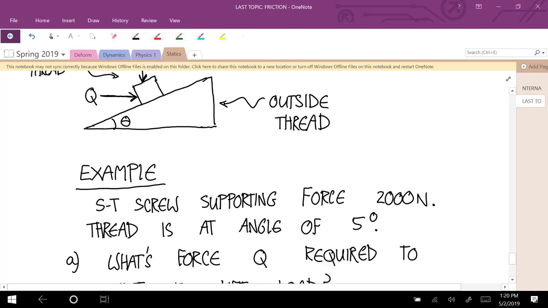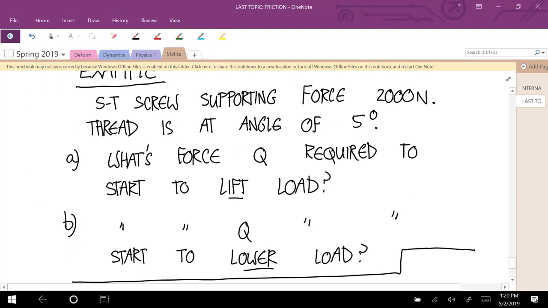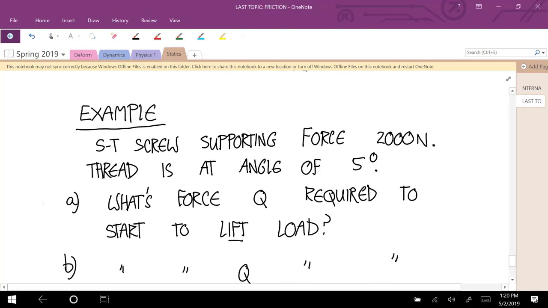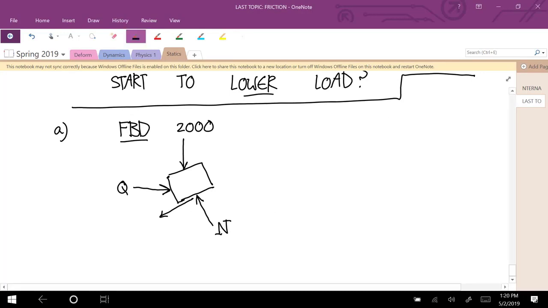Oh, did I give a coefficient? Okay, let's say the coefficient of friction, these are going to be pretty low because these are going to be oiled surfaces. Let's say that's 0.1. I think that should be okay because this angle is so small. So 0.1 times the normal force going down the ramp.